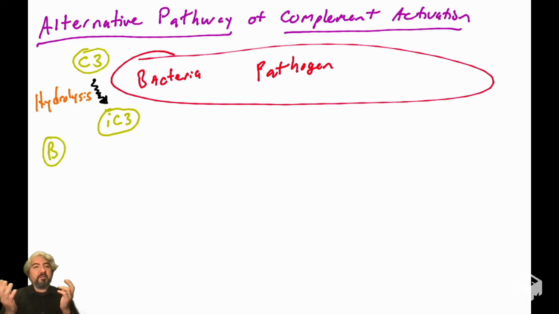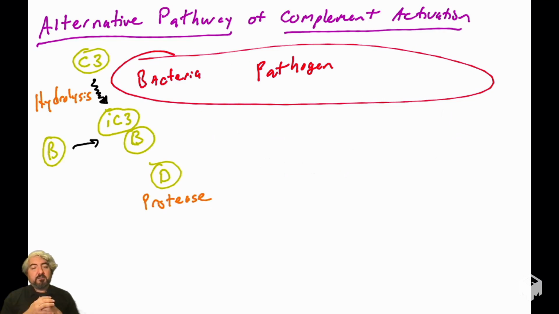Okay, here's another protein, factor B, another complement protein. Factor B is also present in the blood or the lymph or the interstitial fluid. Remember, all these complement proteins are made all the time. What factor B is going to do is bind IC3. It doesn't bind C3, it binds IC3. Interesting. Oh, there's another protein coming along, another complement protein, factor D. Factor D is a protease. We know what proteases are. We've talked about them in the previous video. What do proteases do? Proteases cleave proteins.